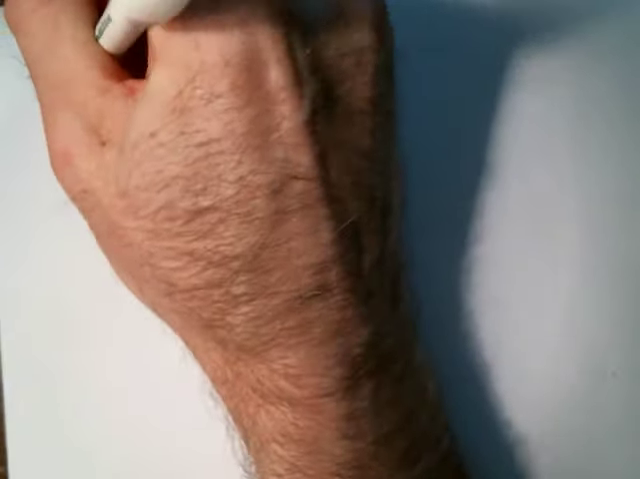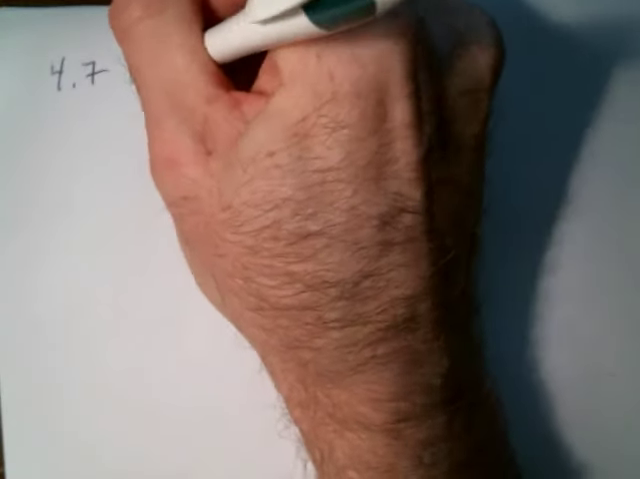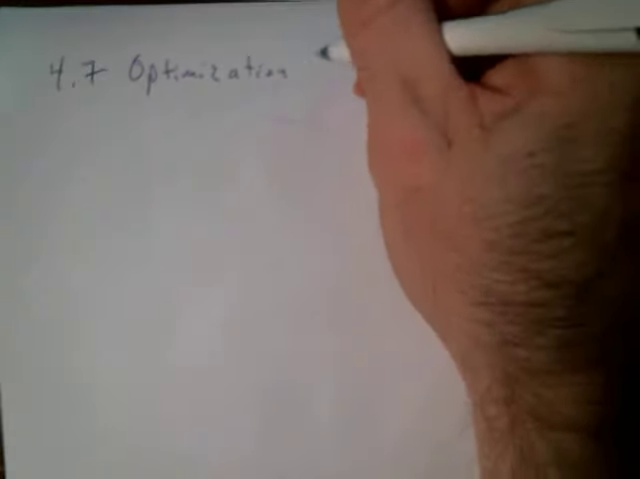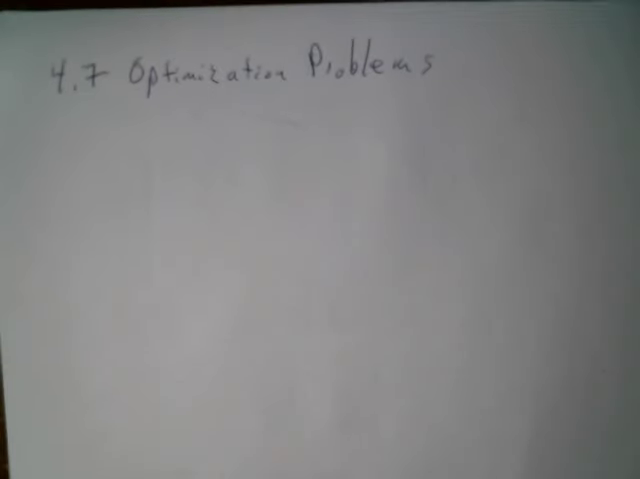This is 4.7, optimization problems. Essentially, more story problems here. What you're going to have are some restrictions and then a formula that you want to optimize. So you're going to be taking its derivative and then looking for the critical numbers and identifying the max and min and that sort of thing.